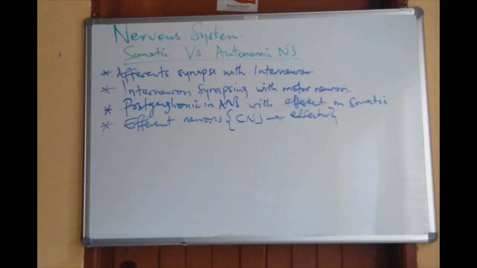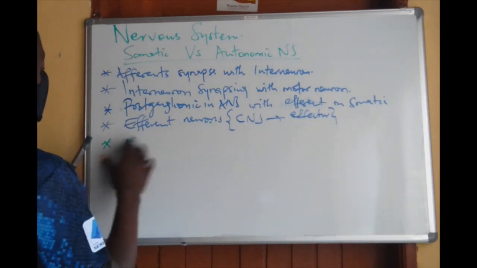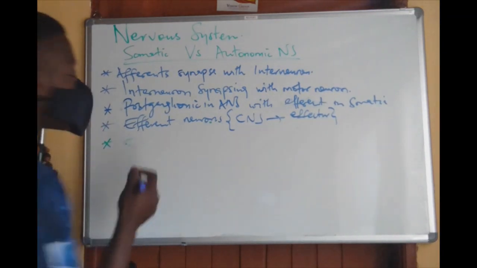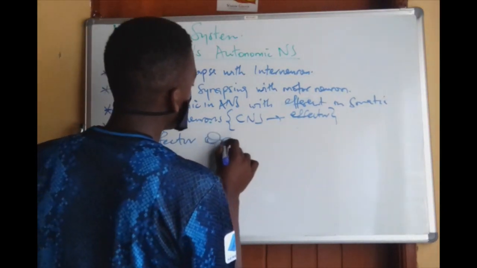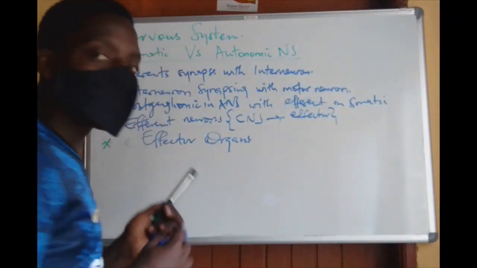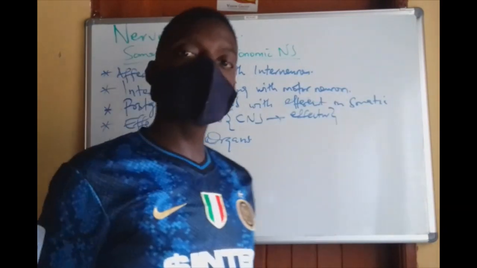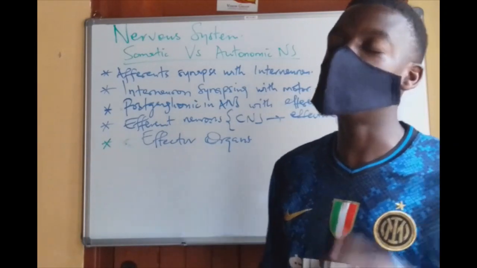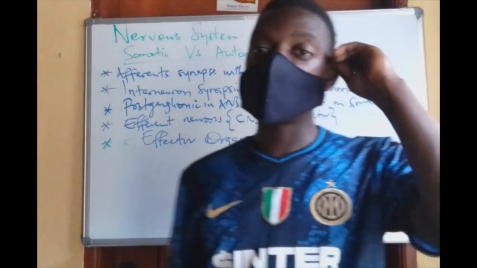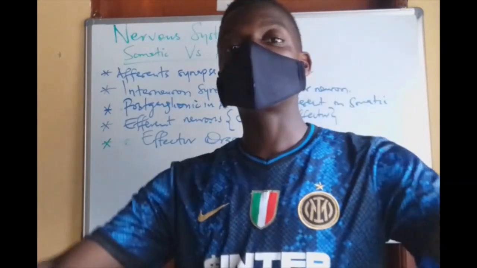The next point, I've talked about it. The effector organs, sorry. Of course, it is so special. The effector organs is the next difference. The somatic goes to skeletal muscles, whereas autonomic nervous system is supplying the cardiac muscle, the smooth muscle. It is also innervating the glandular epithelium, the secretory epithelium of glands.